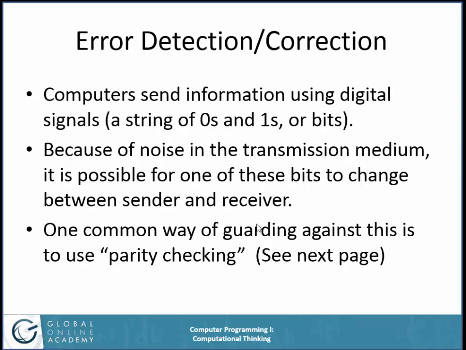Okay, connecting signals. Well, if we send a bunch of zeros and ones, we want the zeros to be zeros and the ones to be ones. Yet if we're sending an electrical signal, whether that's going as radio waves through the air or a signal on a wire, interference is quite possible. Because of noise in the transmission medium, it's possible for one of these bits to change between sender and receiver. So a very common way of guarding against this is to use parity checking. And we'll go over this right now.